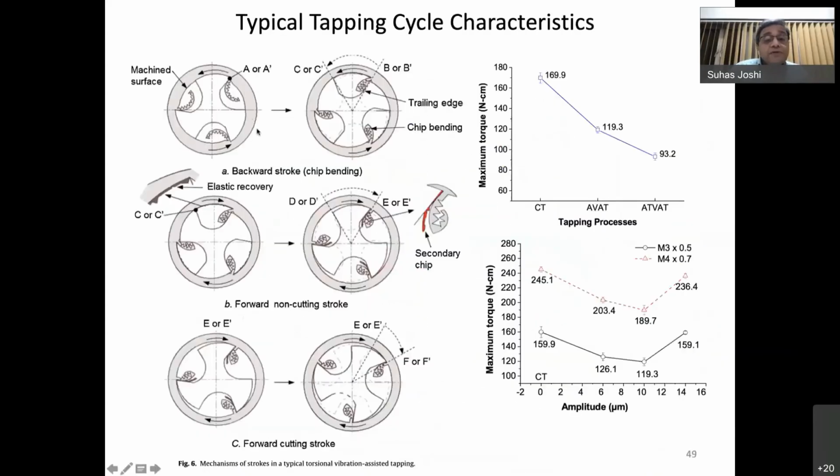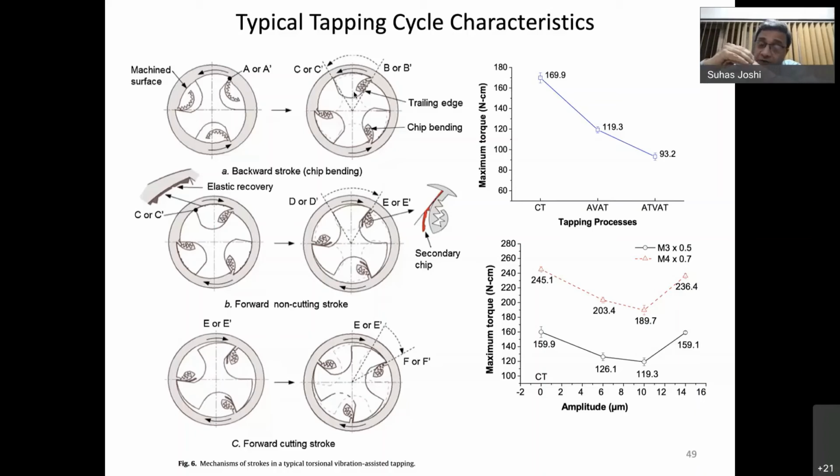Now, why does that happen? For example, in the forward cut, you have formed a chip. This is the chip which is formed in the forward cutting, when the tap is rotating in the forward direction. While you are coming back, the material which is behind the tap cutting edge has actually sprung back. So your cutting edge has moved, but the flank surface of the tap gets gripped because of the spring back of the material.